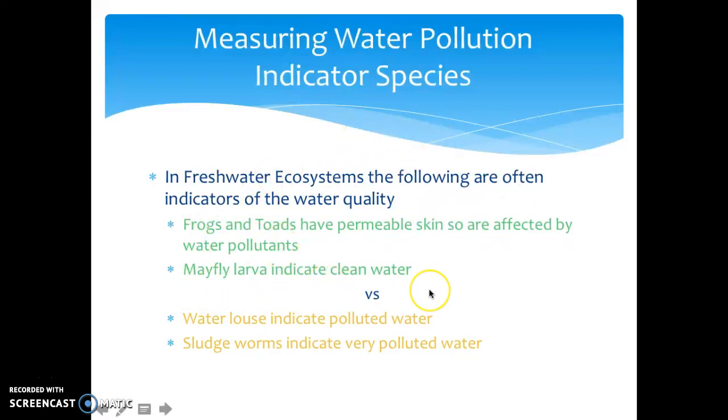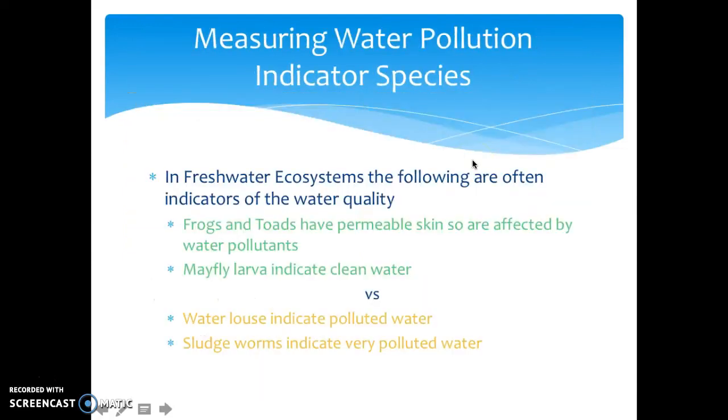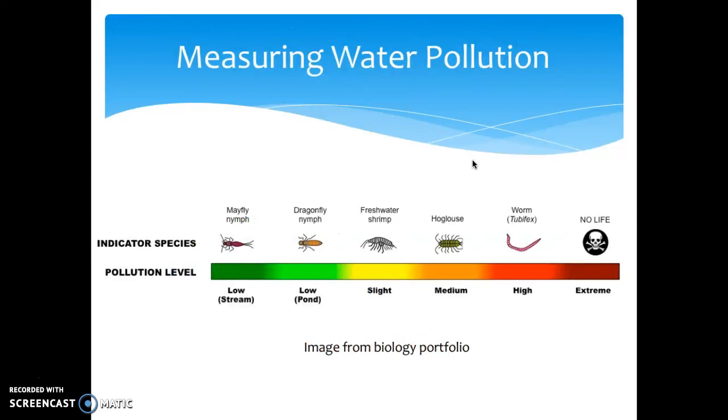So the water louse, and it's called a sludge worm, which sounds disgusting. So this is the sludge worm. This is the water louse. Okay, they're associated with poor water quality. So measuring water pollution, we have these different organisms that live in different situations. Please note that in the extremely, extremely polluted zone, no life can be supported.